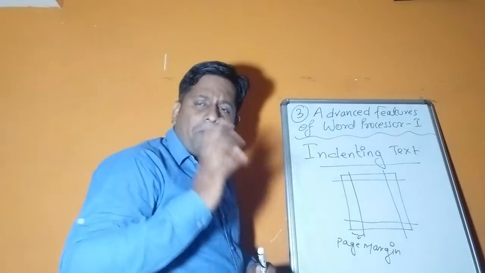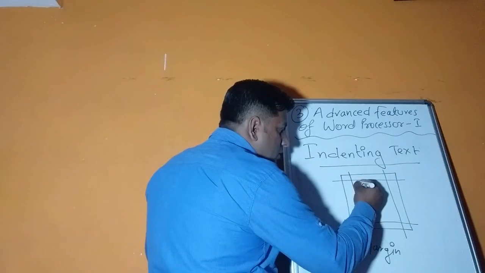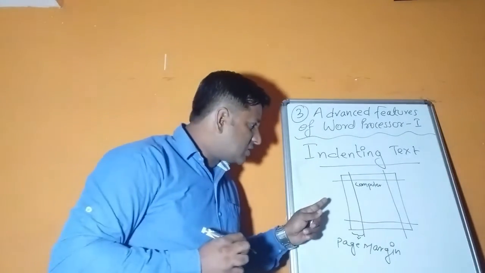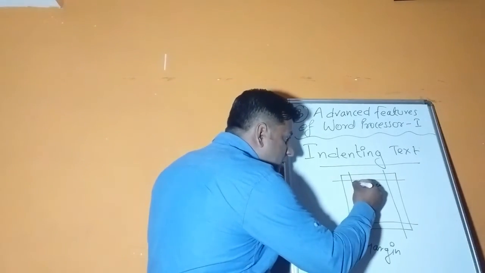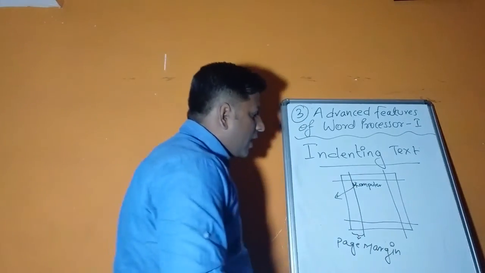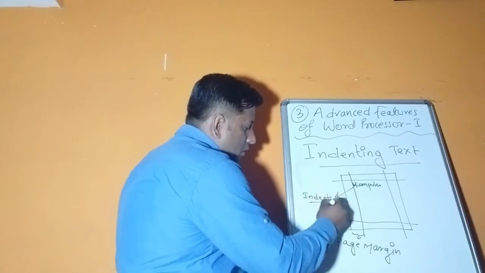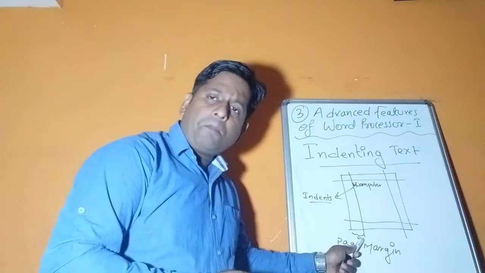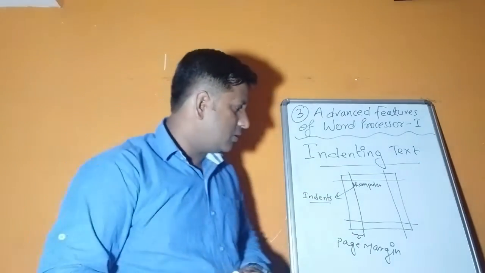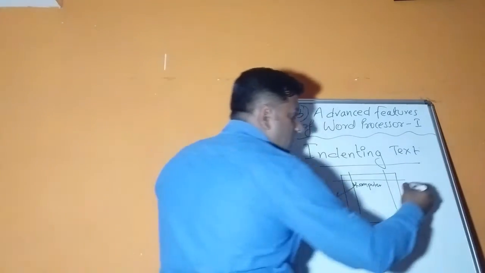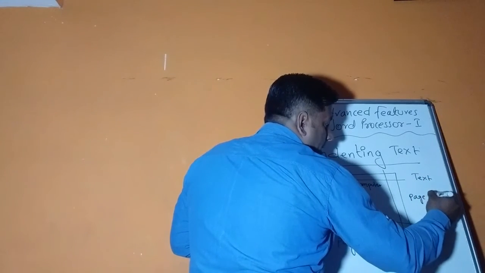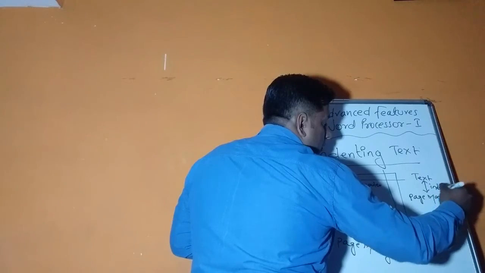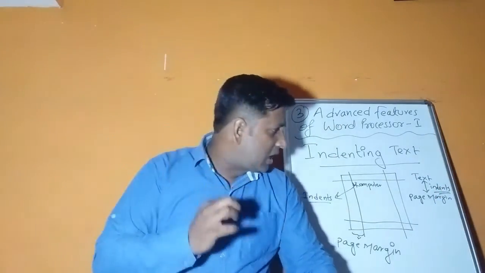So now indentation: the space or the distance between text boundaries and the page margin. That means suppose the text begins from here. Say I write computer. The distance or space between text boundaries and page margin, that means the text started from here and the page margin is here. This part is known as indents. So what is indents? The space between text and the page margin. Again I'm writing here, text and page margin. This space is known as indent. So what is indents? It is the space between text and page margin.